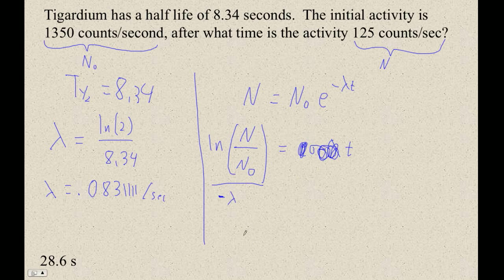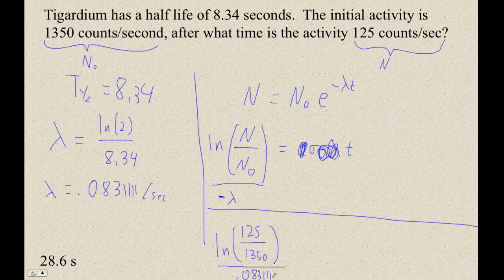We can plug the numbers in here. The natural log of 125. Notice that technically speaking, this is like activity and the original activity. It doesn't matter. You can just plug them in, okay? Right? I mean, you can make these harder and you can make them easier, right? Divided by 0.083 and a bunch of ones.